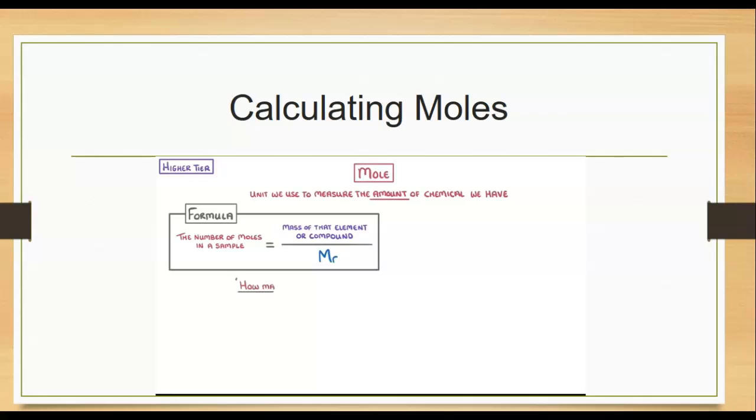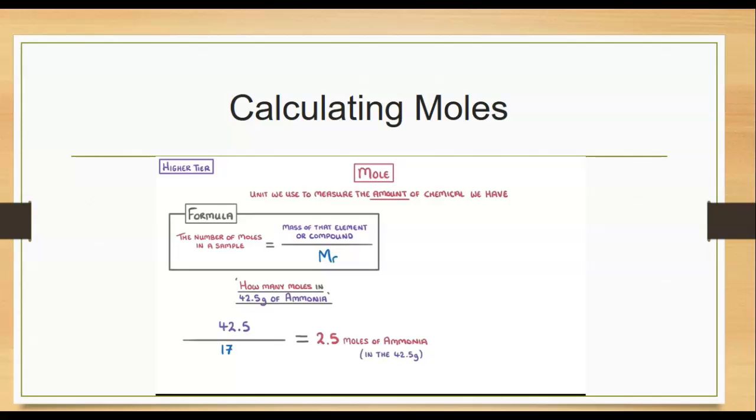So if we want to know how many moles there were in 42.5 grams of ammonia, we would do 42.5, which is the mass, divided by 14 plus 3 times 1, so 17, which is the MR of ammonia. And this would give us 2.5. So we know that there are 2.5 moles of ammonia in the 42.5 grams.